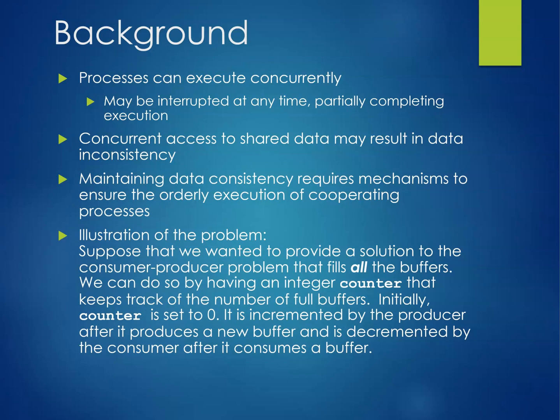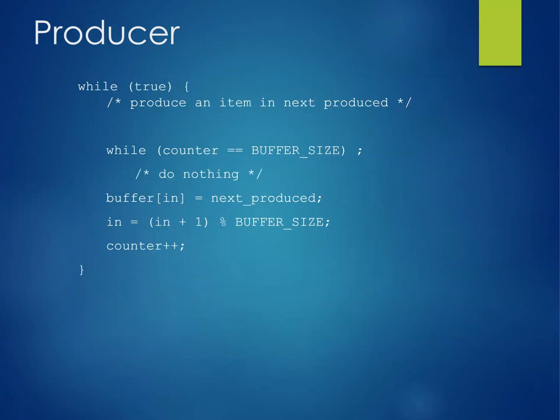So, suppose we wanted to provide a solution to the consumer-producer problem that fills all the buffers. We can do so by having an integer counter that keeps track of the number of full buffers. Initially, counter is set to 0. It's incremented by the producer after it produces a new buffer, and is decremented by the consumer after it consumes a buffer. So here would be the code, like we saw before.